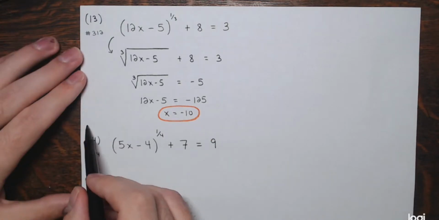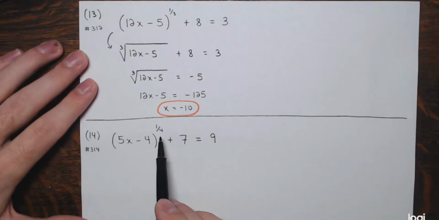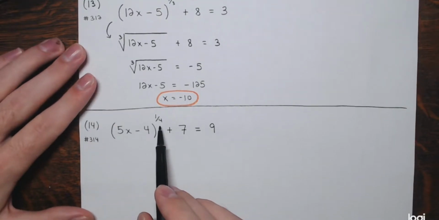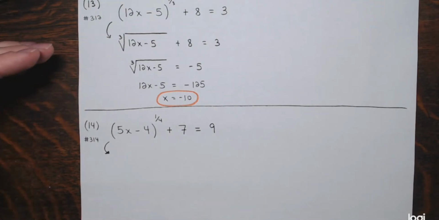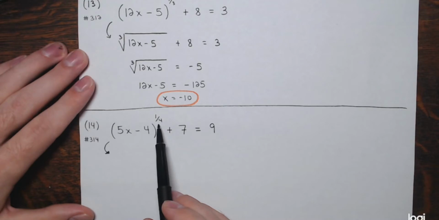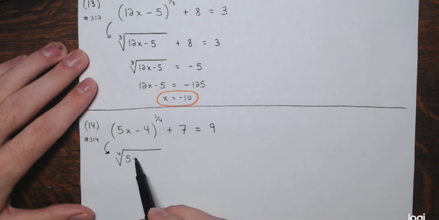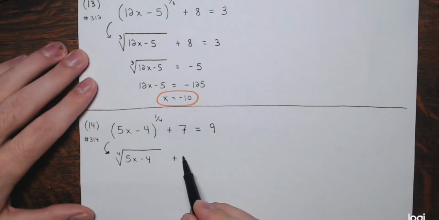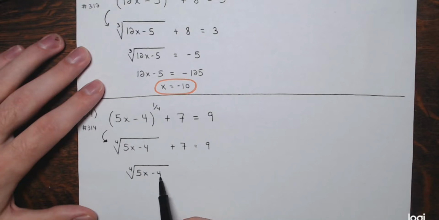All right, very similar for number 14. Only the power is the 1/4 power. And this is exercise 314 in the text. So once again, you don't have to do this, but I am, just because we're comfortable with radicals right now. 5x minus 4 to the 1/4 power is the 4th root of 5x minus 4. Same thing. And then plus 7 equals 9. Isolate the radical, right? So subtract 7. You have the 4th root of 5x minus 4 equals 2.